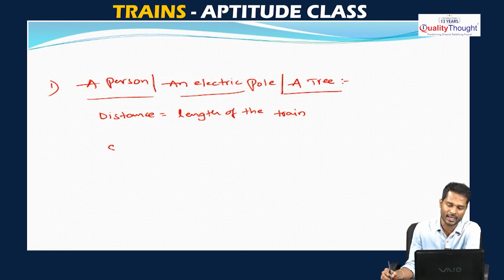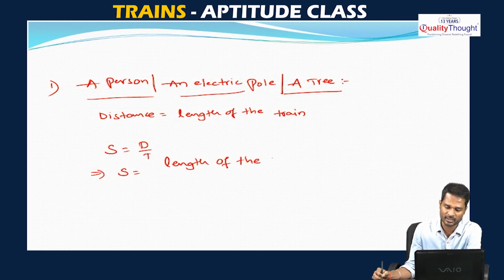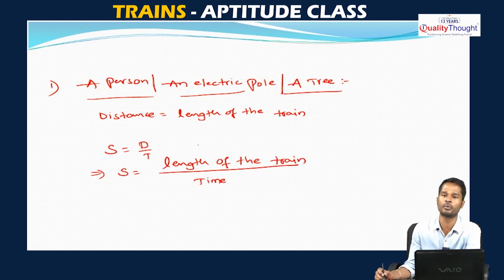So the formula S is equals to d by t will become, S is nothing but speed of the train, the d value is nothing but the length of the train, by t, the time taken by the train to cross a person or an electric pole or a tree on its way.